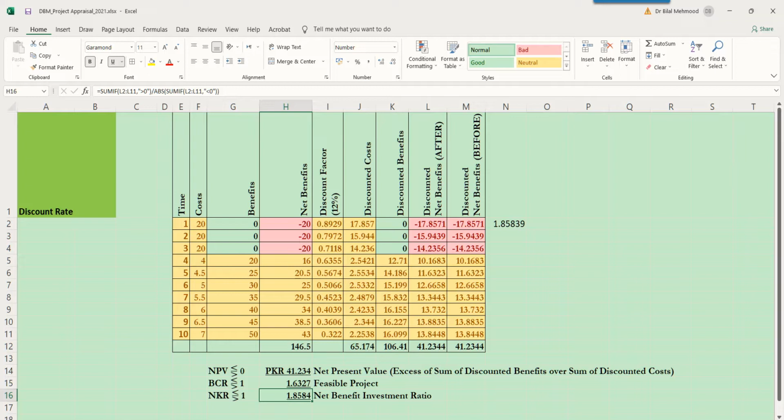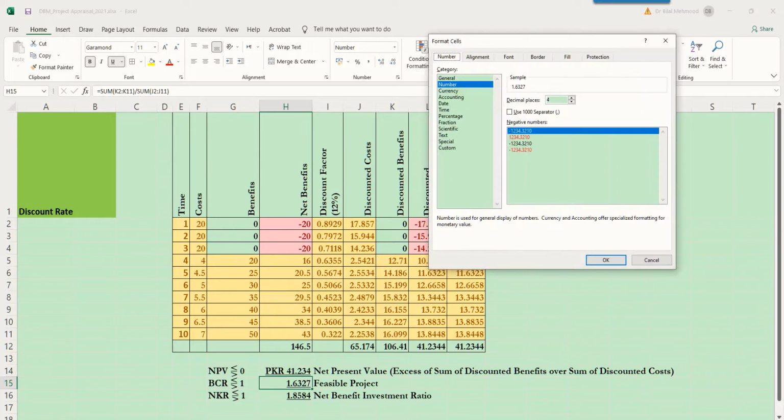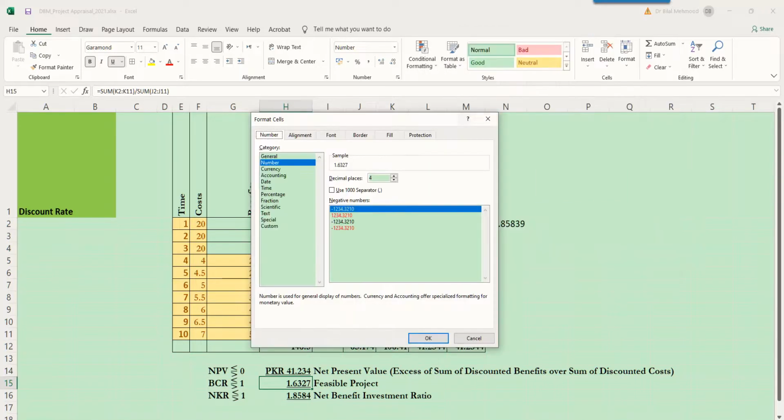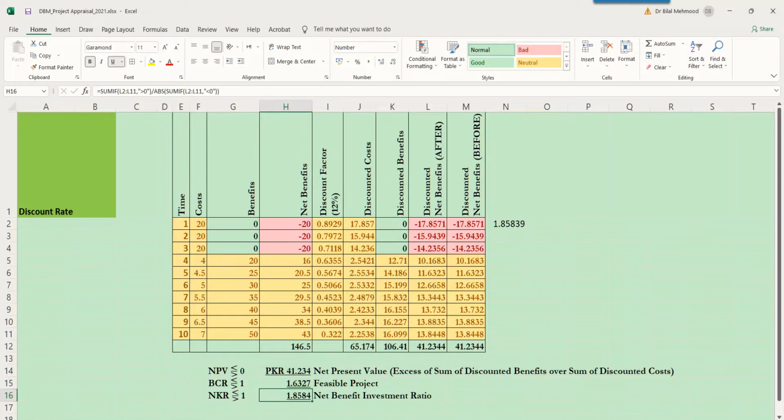And when it comes to its interpretation, it is still a value greater than 1, and definitely we can say that it's a feasible project, verified not just by NPV and BCR, but also by NKR. All three of the indicators are telling that the project is desirable. We don't see any PKR here because this is a ratio, and we should not format it in a way which is going to have some numeric currency units. So it's devoid of units, and it is how it should be. So we haven't introduced any currency units. In this way, we have learned how to calculate BCR and NKR with formulas that are unlikely to fail.